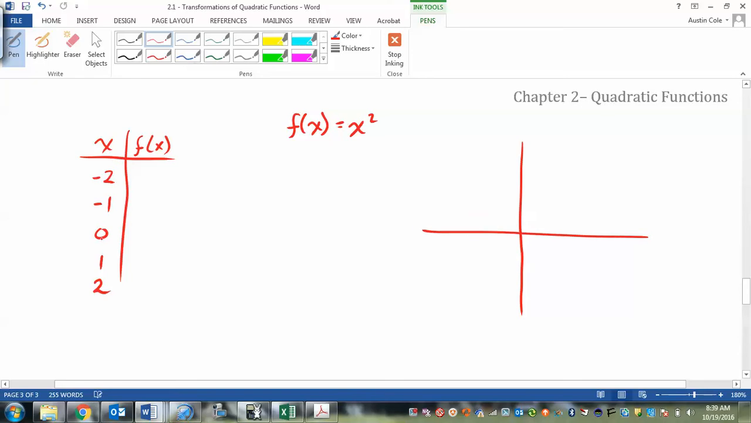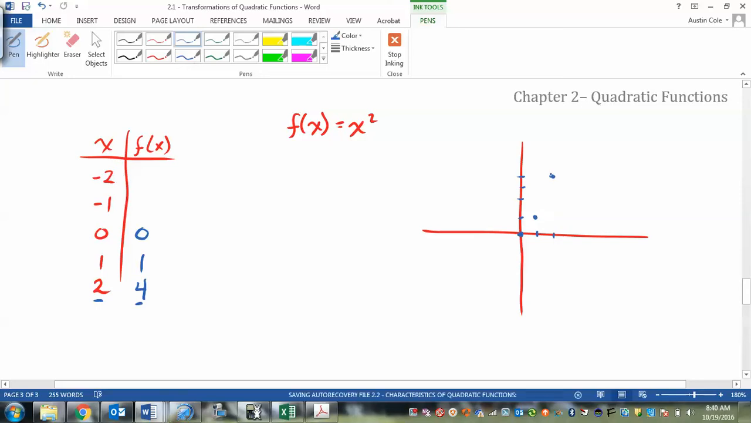Okay, so I'm going to plug in. I'm going to start with 0. If I plug 0 in for x here, what's 0 squared? 0. That means the point 0, 0 is on the graph. Okay? What's 1 squared? 1. So that's the point 1, 1. That is on the graph. What's 2 squared? 4. 2 times 2 is 4. So that means the point 2, 4 is on the graph.